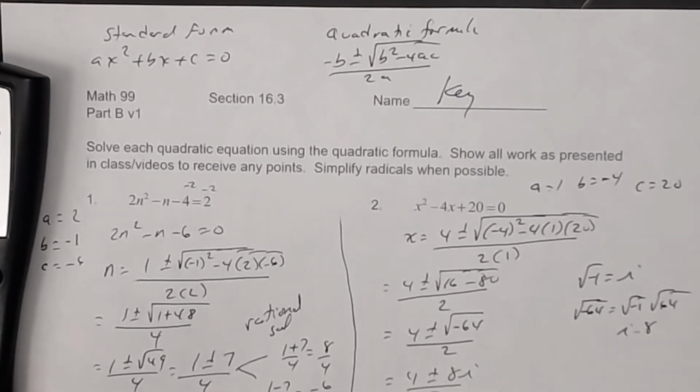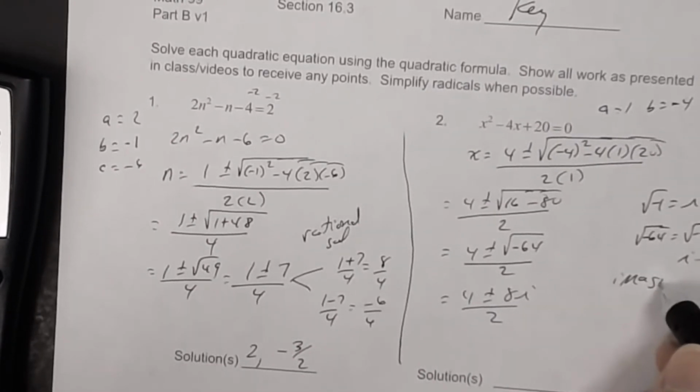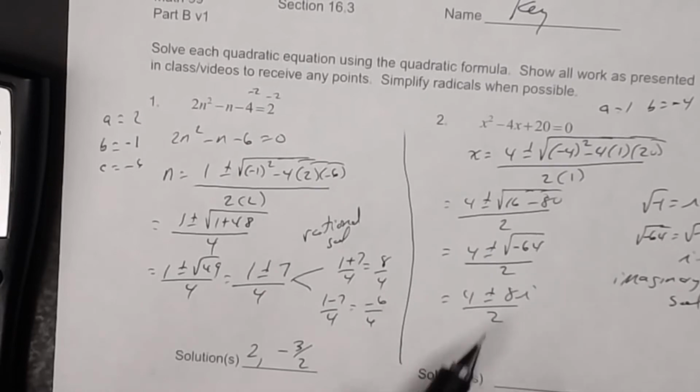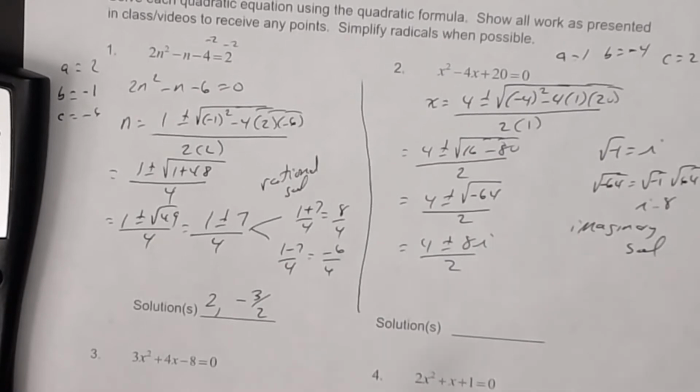And then reduce. So now I'm going to have imaginary solutions. So here I had real solutions that were rational. Here those are not real solutions. All right, those are not real solutions. So you get imaginary solutions.